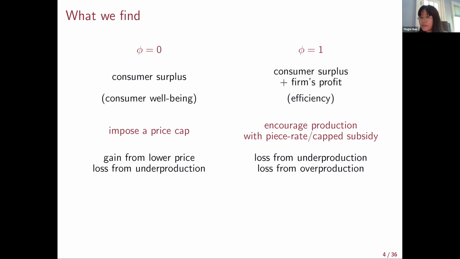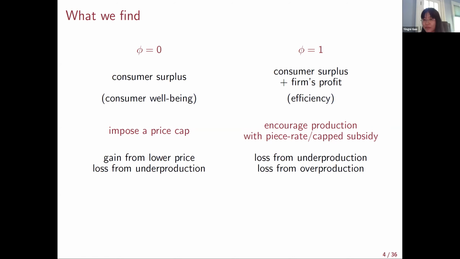Okay. However, a subsidy might encourage a firm which should not have produced to supply the market. So in this case, the regulator must balance the loss from underproduction and the loss from overproduction. Now, we show in this case that the optimal policy is a piece rate subsidy. This piece rate subsidy effectively increases the firm's selling price, so the firm is willing to produce more. On the other hand, the regulator would put a cap on the total subsidy he is willing to offer so that he doesn't induce too much overproduction.